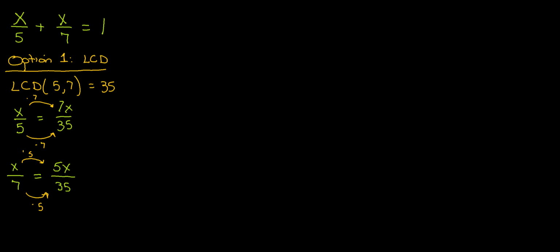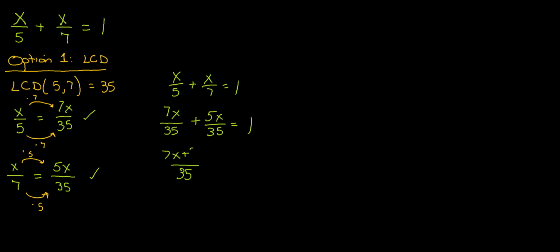So if I rewrite my problem now, instead of x fifths plus x 7ths equals 1, my new revised fraction here is going to be 7x over 35. That was my first piece of work. Plus x over 7, we figured out that that was equal to 5x over 35, so I'm going to replace that, equals 1. Working down the page, I have a common denominator, so I can put both of my values, 7x plus 5x over 35. And now I add in the numerator, and I have 12x over 35 equals 1.